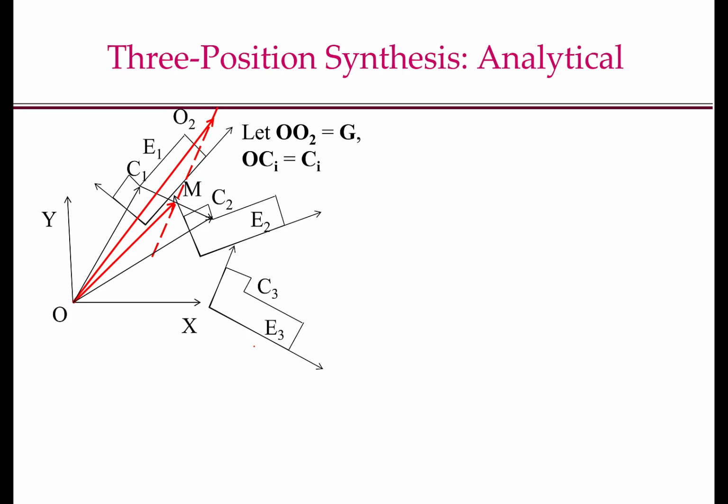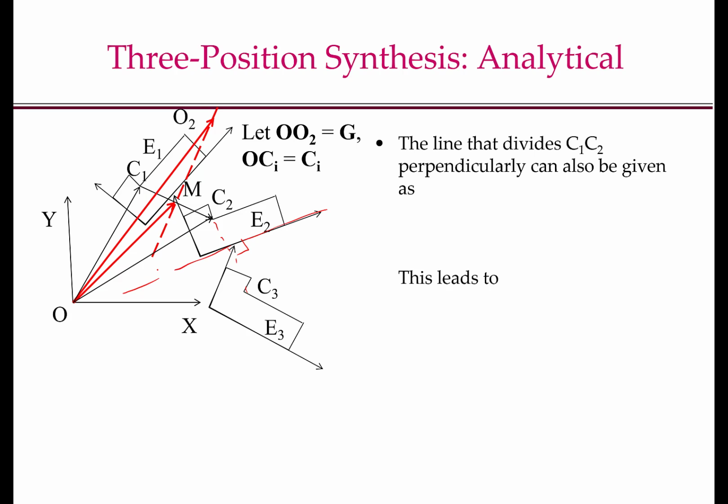Therefore, O2 lies on the perpendicular bisector of C1, C2, and O2 also lies on the perpendicular bisector of C2, C3. The perpendicular bisector of C1, C2 can be written as (G minus (C1 plus C2)/2) dot (C1 minus C2) equal to 0. If you recall, this is the second way in which we wrote down the equations of the perpendicular bisector in the first module of this lecture, where G is OO2 or any point on this perpendicular bisector.